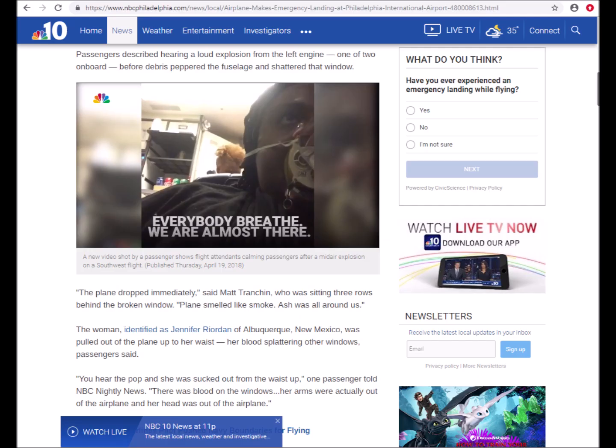Here's another story, NBC, Philadelphia. We see a comment here from a passenger 3 rows behind. He says the plane dropped immediately. Now the other story that we had up said that the plane dropped over 5 minutes. So did it drop a lot at first or not much? We don't know. All we know it was between 32,000 and 10,000 feet while the woman was halfway out the window. Probably, it sounds like she was out the window longer than that. The other story made it sound like a long time she was.